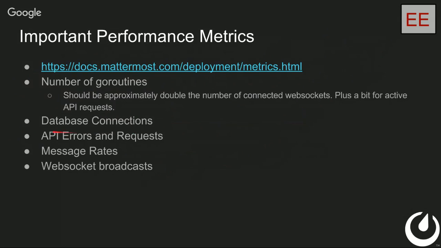Some more interesting stuff is the number of database connections. If you're having database issues, you'll see this spike up before problems are happening. Then API errors and requests. We keep track of the number of requests going to the Mattermost server, which is helpful for knowing how much machine you need, and API errors show if something is going wrong. Message rates are the same thing as requests, but specific to posted messages. And then WebSocket broadcasts, which are something to look at if your clients are having performance issues.